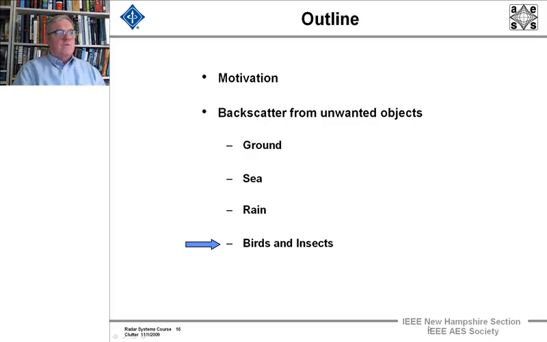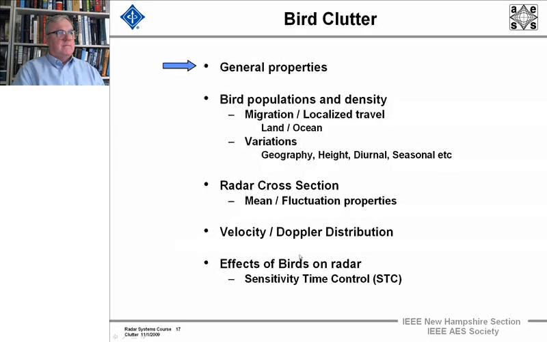Now we're going to move on into the last of our clutter topics, birds and insects. This lecture is going to be divided up into 5 pieces. First, the general properties, the population densities, migration, variations, cross-sections, velocity distribution, and the effects of birds on radar.